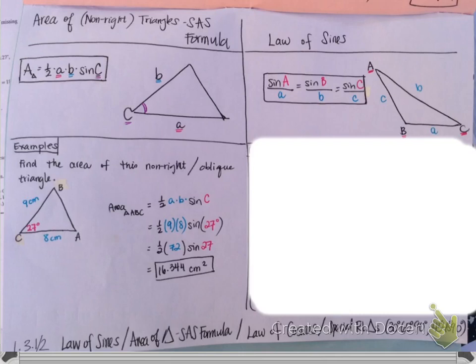This law works for any triangle. It does not have to be a right triangle, which is the best part about it. It works for oblique triangles as well as right triangles. Now, what does it work for? It determines a ratio between all the sides and all the angles.